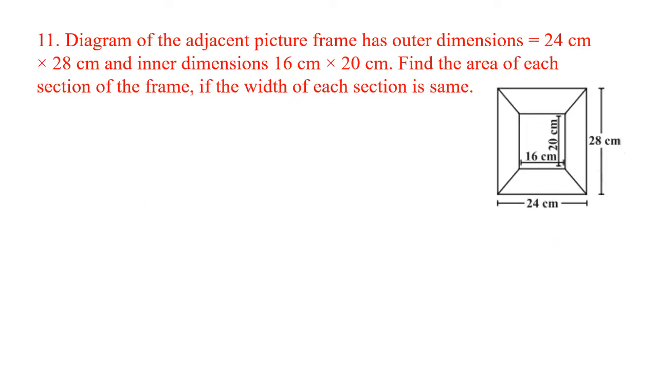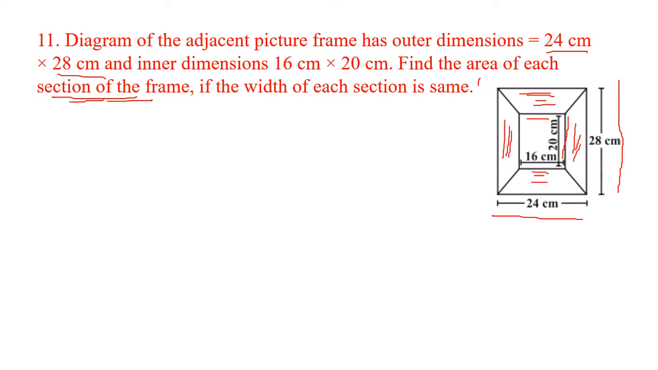Now the 11th sum in the book is the diagram of a picture frame. The outer dimensions are 24 into 28. So you can see the outer dimensions are 24 by 28. The inner side is 16 by 20. Now if you want to find the area of each section of the frame, what does it mean? So this is one section, that is a trapezium. Another section, trapezium, this is a trapezium, this is a trapezium.